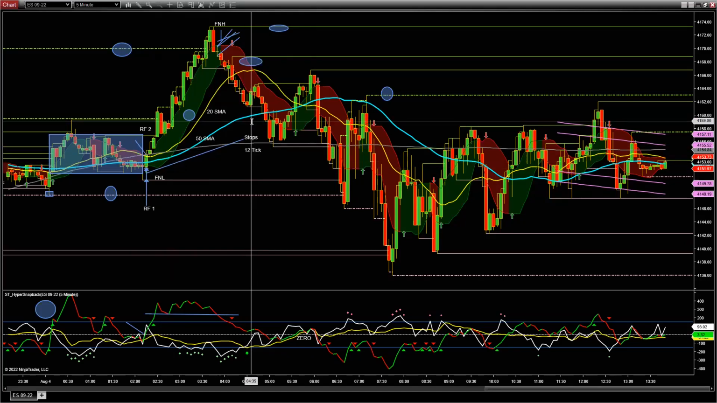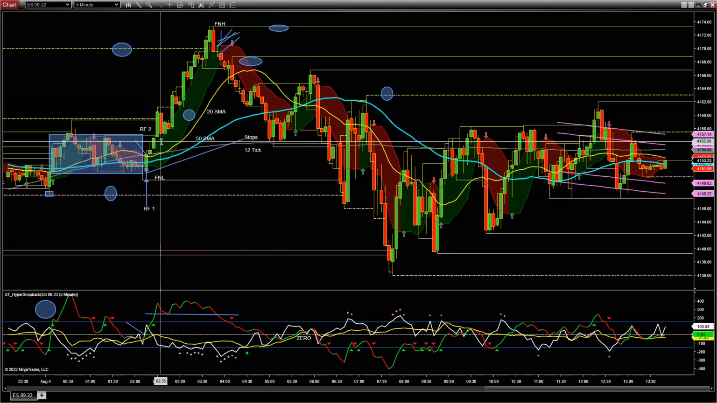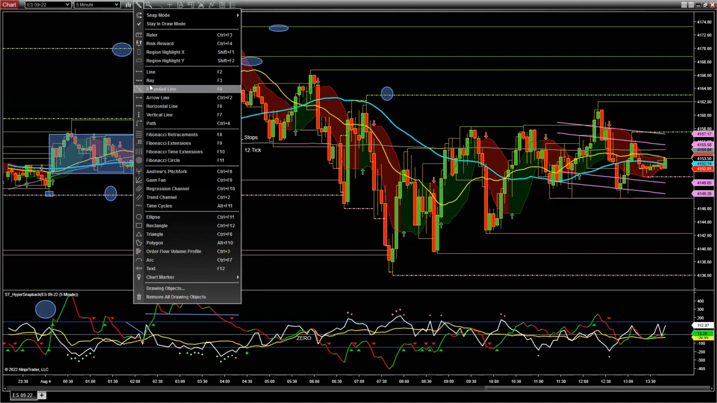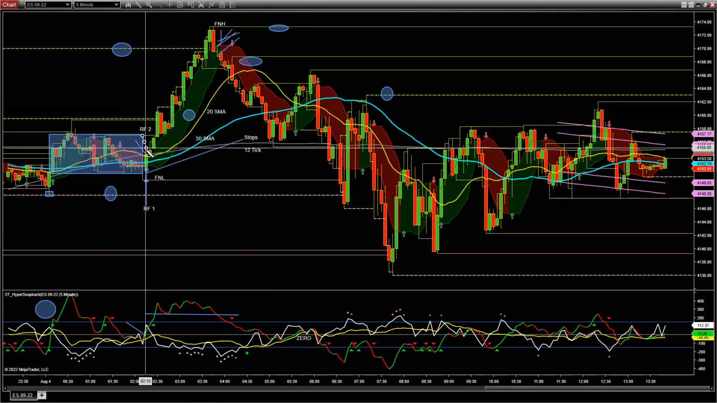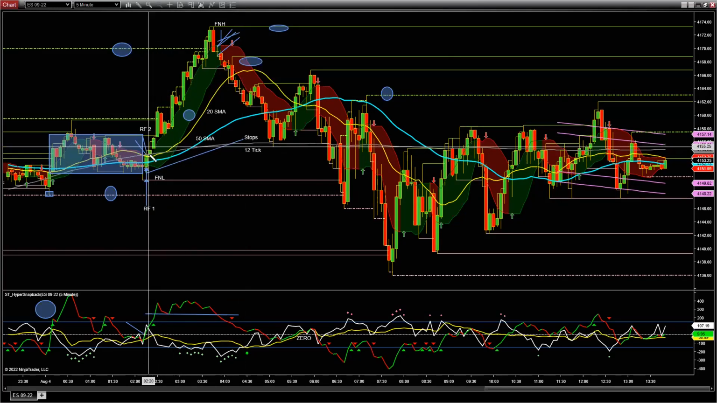So we use 12 tick stops on ES. So what's happening here on this first momentum breakout with a trend starting to develop, the R2 breaks above the 50 and the 20.